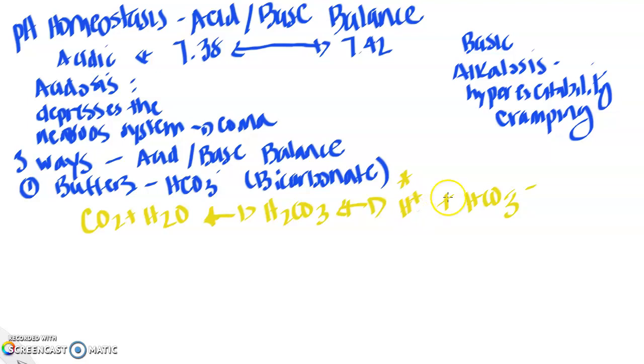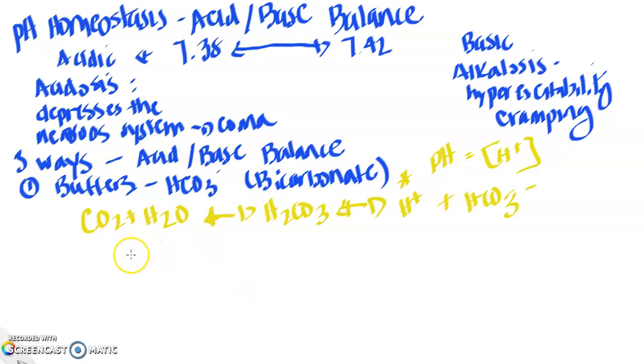So if we're too acidic, we can bind up hydrogens, and again, pH means we're talking about hydrogen ion concentration. If we've got too many hydrogens out there and the pH is too low, we can push this equation this way, combine bicarbonate and hydrogens, and make this weak acid, carbonic acid. If we're too basic, then we can break that apart and make free hydrogen ions and bicarbonate ions.